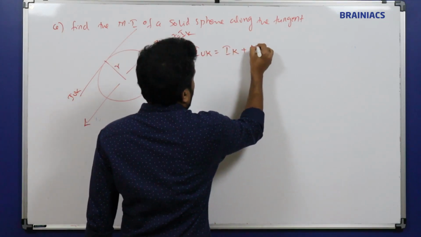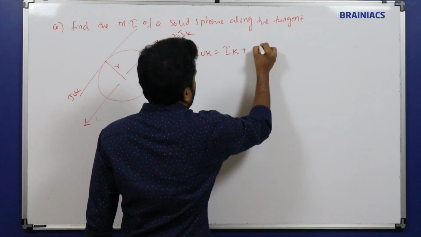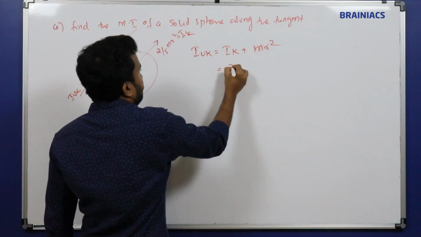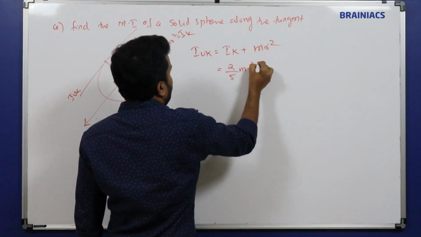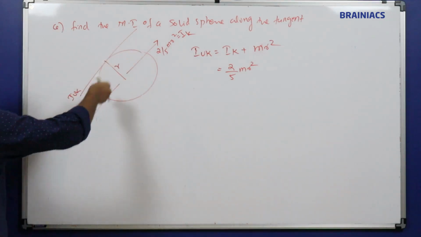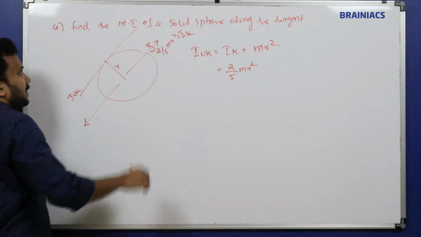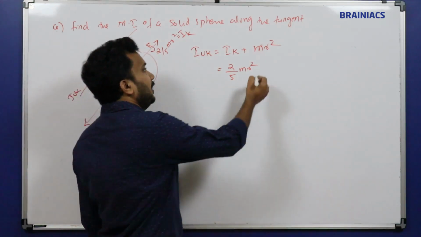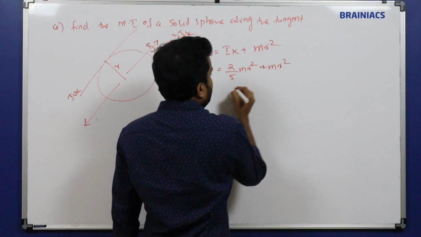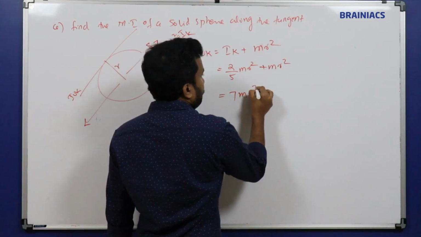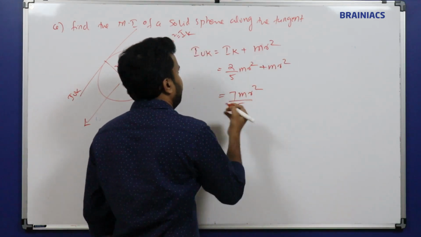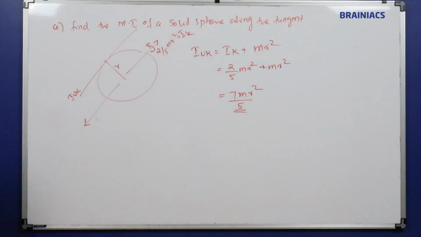I known plus m into r square, with small letters as I have taken in the question, so it is mr square. So this is 2 by 5 mr square plus mr square, where 2 by 5 mr square is the moment of inertia for a solid sphere about an axis through its center. So the answer is 7 mr square divided by 5. It's quite simple, a direct question. It's more or less similar to the disk.